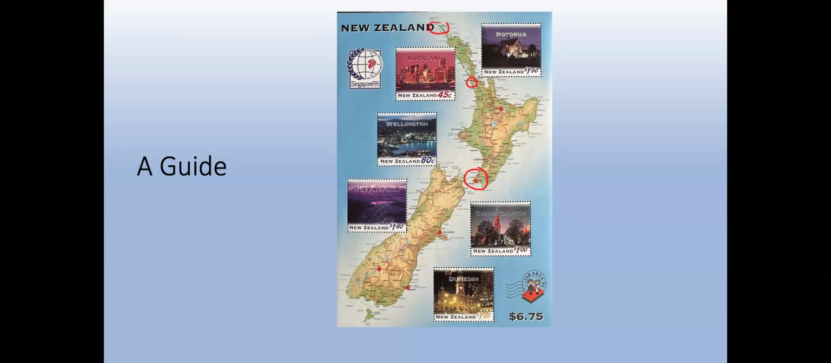This souvenir sheet here shows 4 main cities of New Zealand: Auckland, Wellington, Christchurch, and Dunedin, and also 2 of the main visitor centres that people are attracted to: Queenstown here in the South Island and Rotorua here in the North Island. New Zealand consists of 3 islands: the North Island, South Island, and down here, not to forget, Stewart Island.